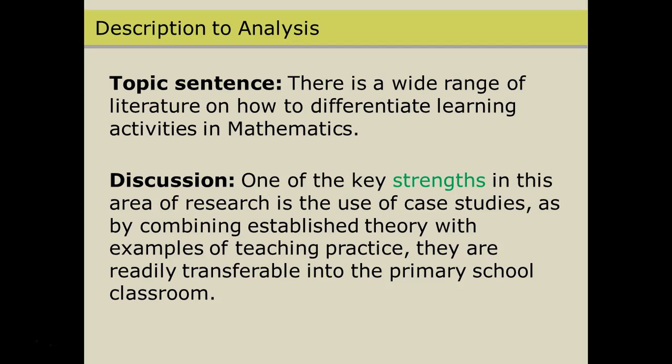Okay. Now, just to say here, the thing to always keep in your mind when you're trying to be critical, the question that you should have in your mind all the time is, so what? Because that is the question that the reader or the marker is going to ask. If you said to me, oh, there's a wide range of literature on how to differentiate learning, I'd say, and? So what? Like, what can you tell me about that literature? In this case, it's that, oh, actually within this body of literature, there's a key strength.